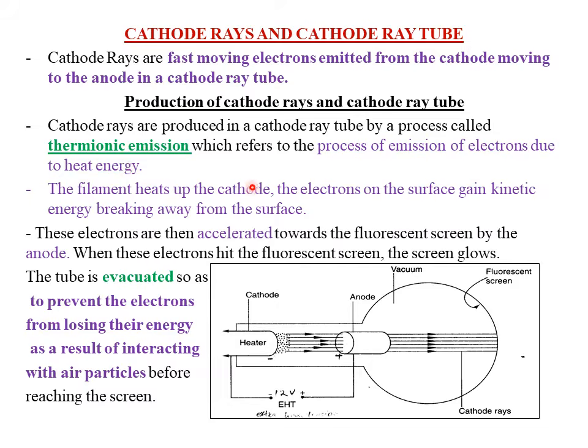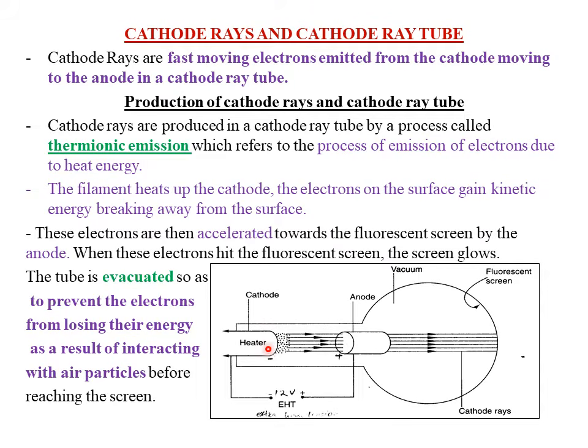So the filament heats up the cathode. You can see we have our heater here, which has its filament. The heater heats that particular filament. Then the filament is usually connected to the cathode. Then remember, the cathode is usually negatively charged. Therefore, the filament heats up the cathode, and the electrons on the surface are going to gain kinetic energy, hence breaking away.